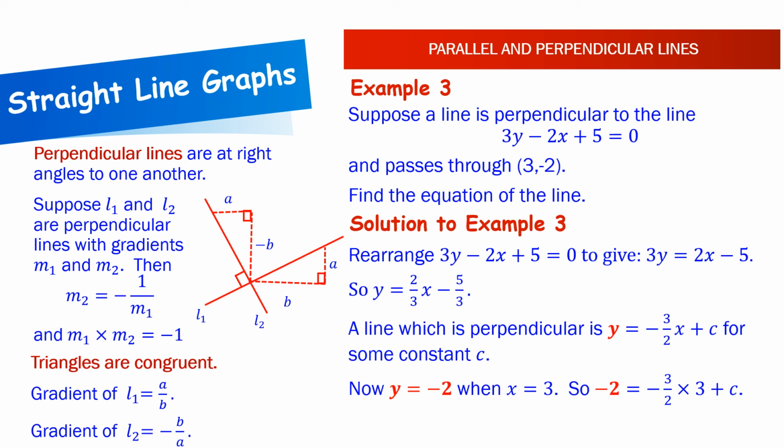However, we know that the point (3, minus 2) passes through this line. So let's input y equals minus 2 and x equals 3 into our new equation to give minus 2 equals minus 3 over 2 times 3 for x equals 3, plus c. And therefore we can rearrange this to solve for c.